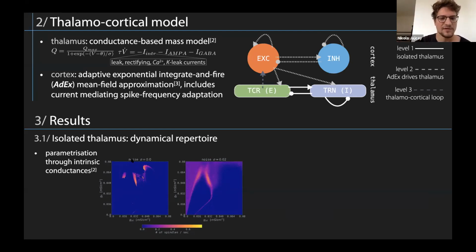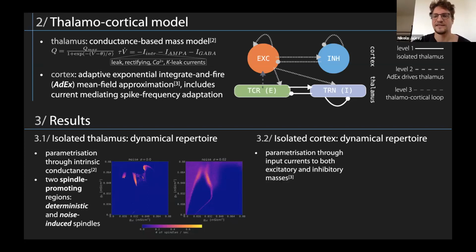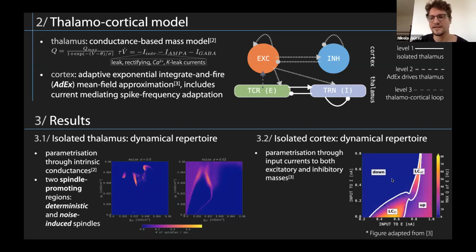We were able to find in the noise-less case three different regions in which the thalamus is making spindles, and then we crank up the noise because of course the brain is noisy, at least when we model it. And only two of these regions somehow survived. Of course we have a lot of purely noise-induced spindles around with some low numbers, but in general these two regions really survived. And then we did the same for the isolated cortex.